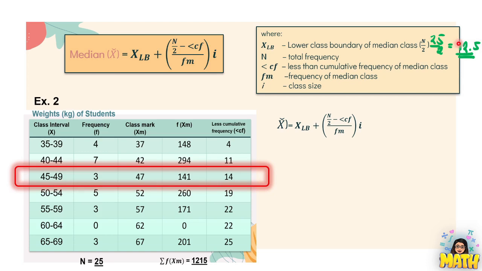Okay? Next, let's substitute the other given values. X sub LB, which refers to the lower class boundary.